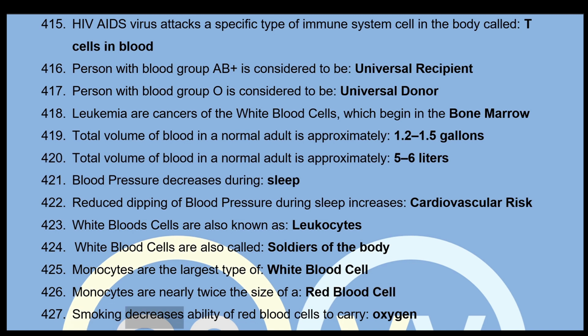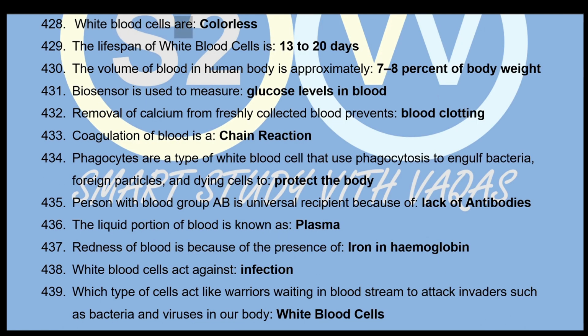Smoking decreases the ability of red blood cells to carry oxygen. White blood cells are colorless. The lifespan of white blood cells is 13 to 20 days. The volume of blood in the human body is approximately 7 to 8% of body weight.